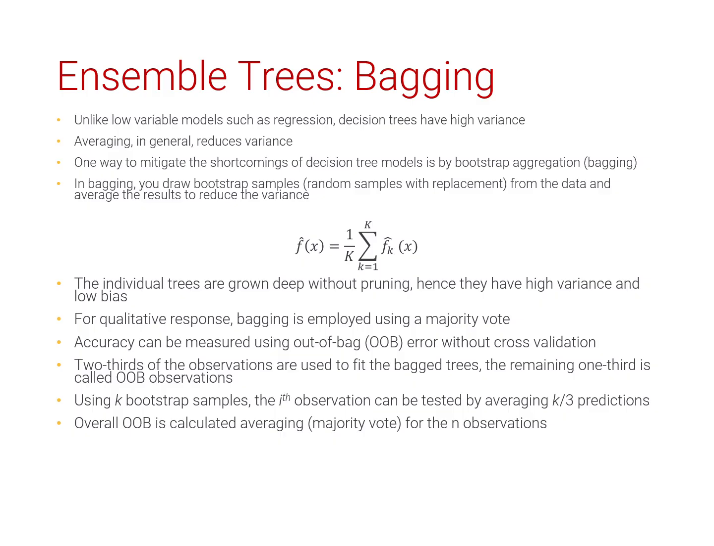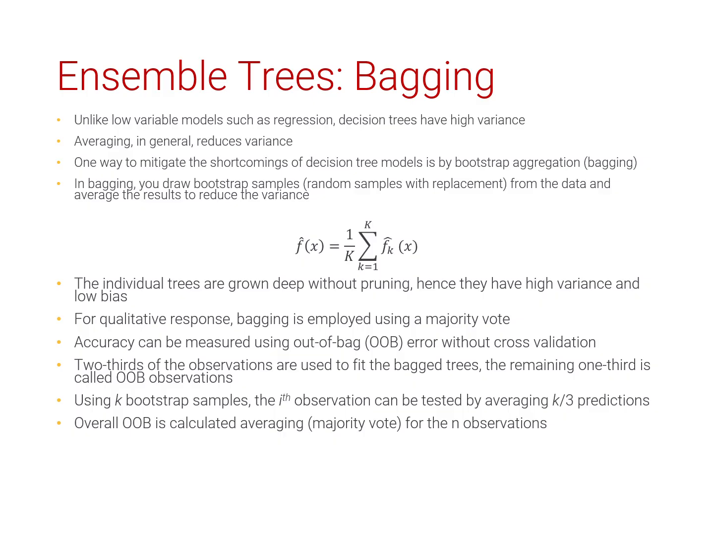One of the advantages of bagging is that it provides a built-in way to measure the accuracy of the ensemble model without the need for a separate cross-validation procedure. This is achieved through the concept of out-of-bag, OOB error. When creating bootstrap samples, approximately 1/3 of the observations are left out of each sample. These observations, known as OOB observations, can be used to assess the performance of the bagged model.